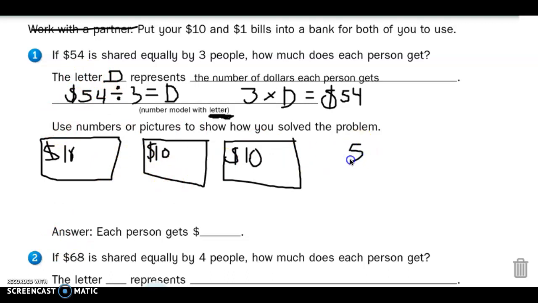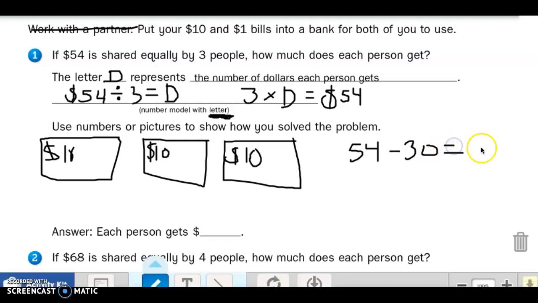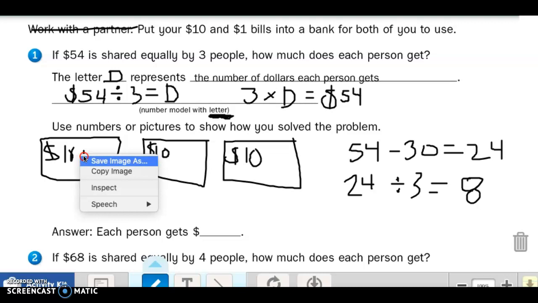Well, right now I have 54. Take away 30. So 54 minus 30 equals 24. Maybe I know that fact. Do I know what 24 divided by 3 is? You think about it. Maybe that's a fact you know. Well, I know 24 divided by 3 is 8. So that means 8 can go into each group once. So 10 plus 8, 10 plus 8.